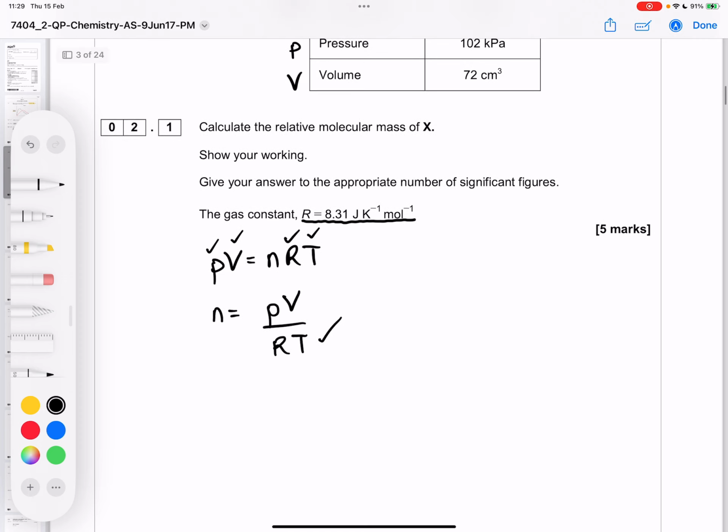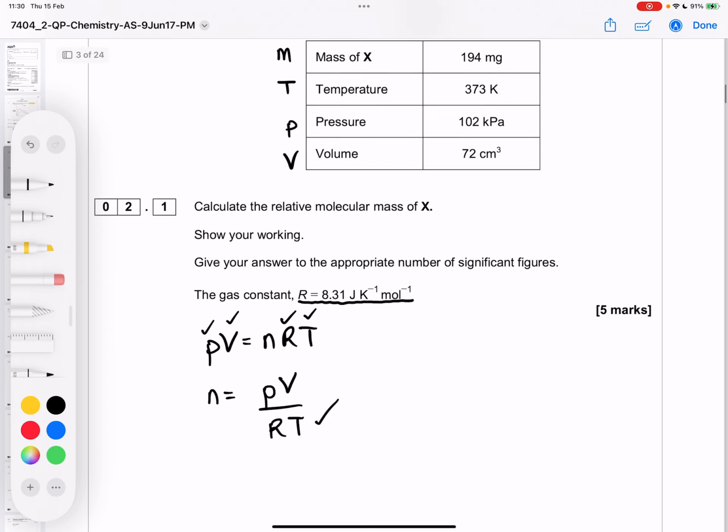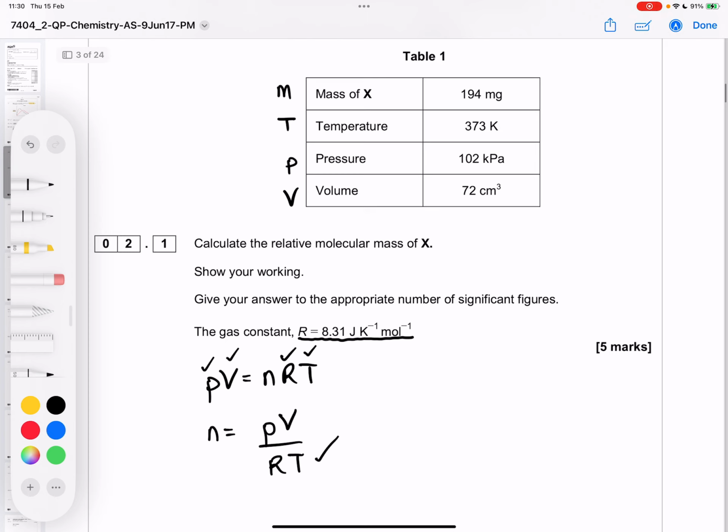Now we need to remember the units for the ideal gas equation. Our pressure needs to be in pascals. So this is not in pascals, so we need to convert it. So this would be times 10 to the 3 to get it into pascals. Our volume needs to be in meters cubed for a gas. So from centimeters cubed to meters cubed, times 10 to the minus 6. Our temperature needs to be in Kelvin, which it already is.